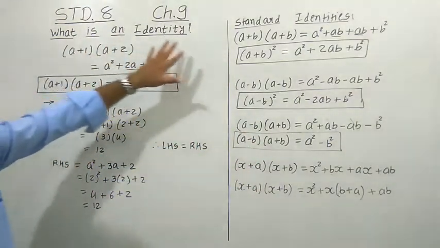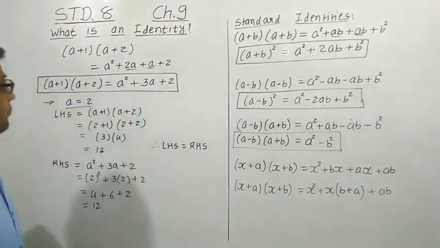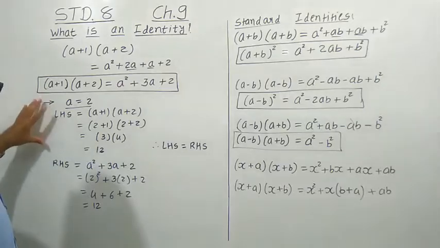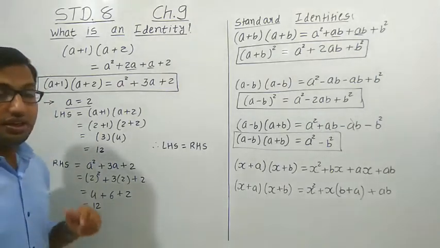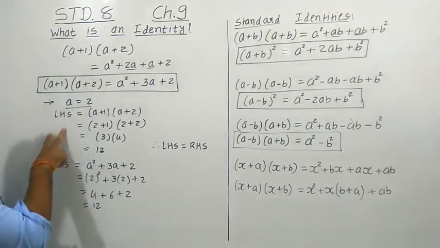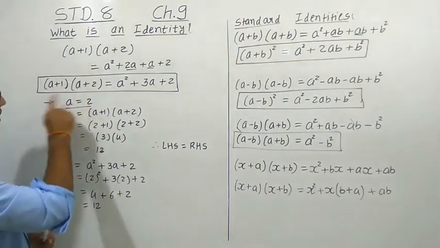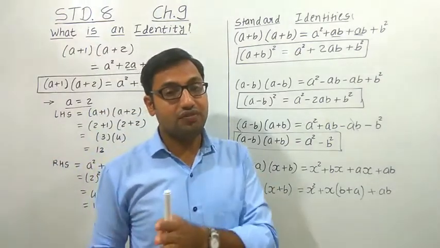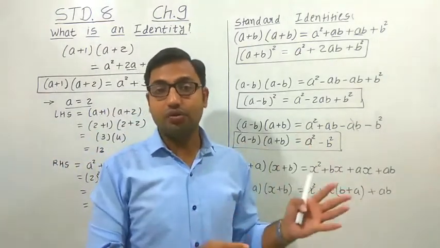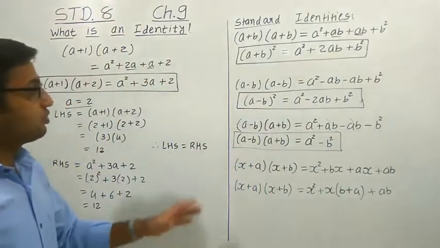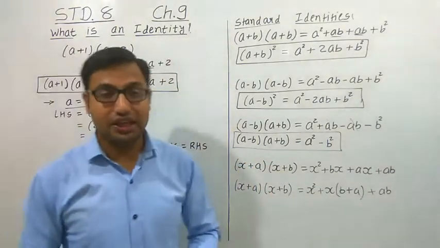Now what is an identity? That is clear to you. How we can make the identity? That is clear to you. Why we use the identity? That is clear to you. One more thing I want to say is that you can put any value in place of the variable, and you can get the left hand side and right hand side equal for all the values, for all the real values. Okay, so this is all about this lecture.